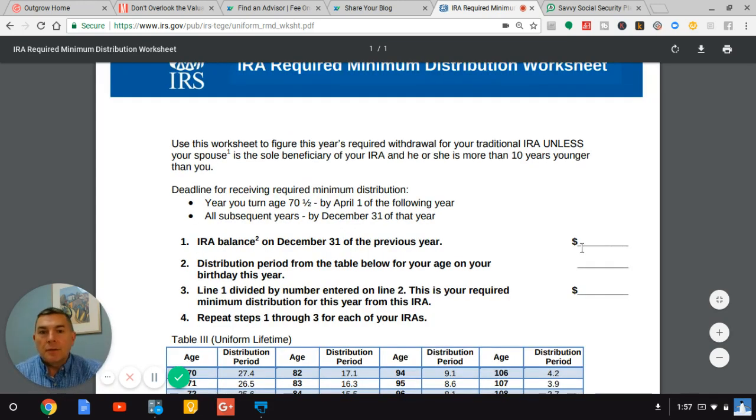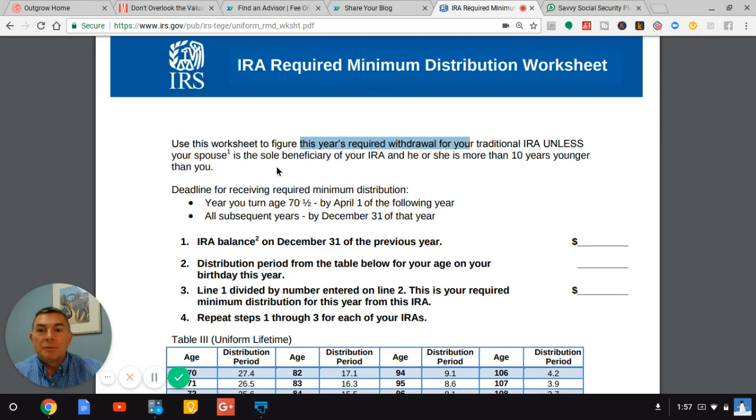Use this worksheet to figure out this year's required withdrawal from your traditional IRA, unless your spouse is the sole beneficiary of your IRA and is more than 10 years younger than you. We're not going to get into that right now. We're just going to get to the typical case. I am 70. My wife is 66. I'm about to turn 70 and a half by the end of the year, and I need to take a distribution out of my IRA to satisfy the IRS requirements.